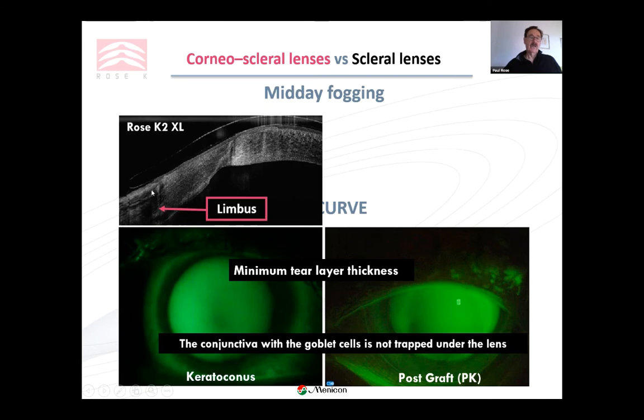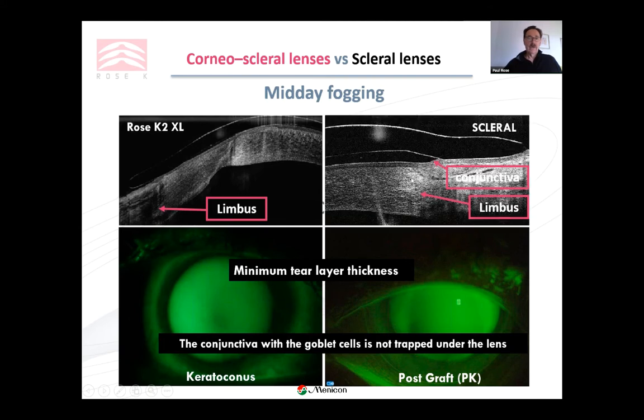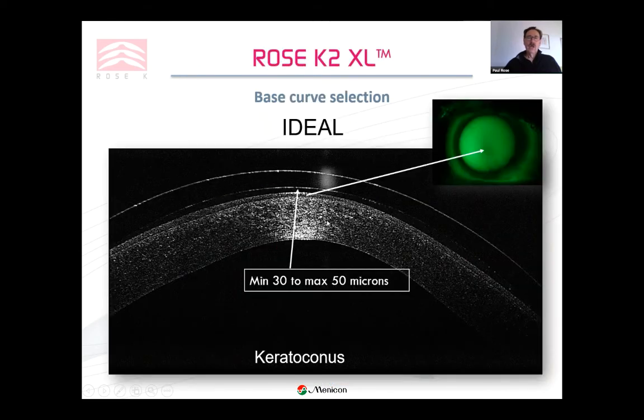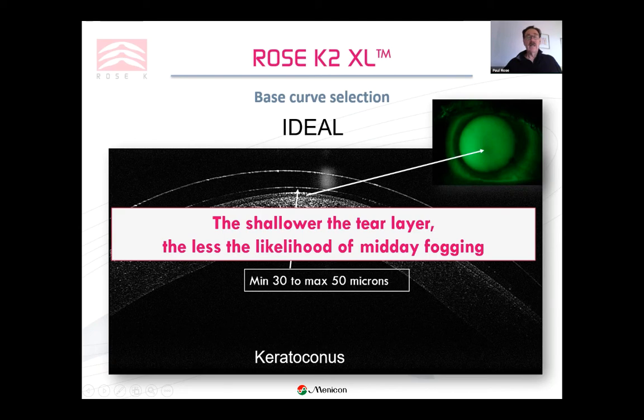So here's XL, and you can see here we don't trap the conjunctiva underneath the lens, whereas with a scleral lens, you do trap it, and therefore the goblet cells excrete their fluid underneath the lens, which causes the midday fogging. You can see here with an OCT, this is an ideal fitting XL lens, and I'm aiming to get a minimum of 30 microns clearance over the highest point of the cornea. This is obviously a keratoconic because it's quite central, and a maximum of 50 microns. So that's what you're trying to aim to achieve. The shallower the tear layer, the less likelihood of midday fogging that will occur.